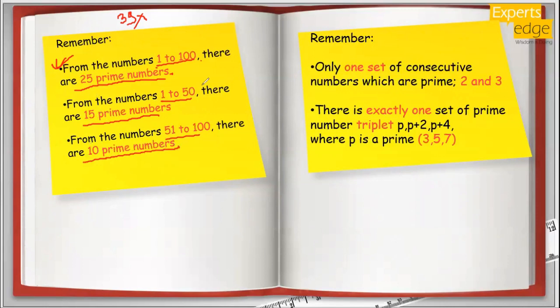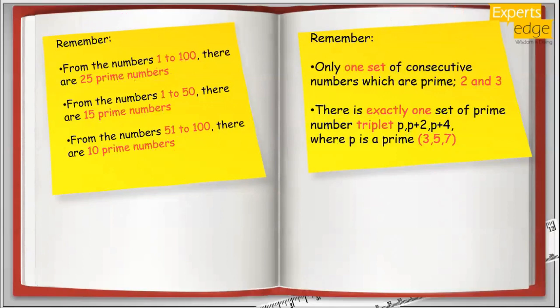Also remember, there is only one set of consecutive numbers which are prime, and that is 2 and 3. As we just saw, apart from 2, all the prime numbers are odd. So for two consecutive odd numbers, the difference will be at least 2. Right? So there is one set of numbers which has a difference of only 1, that is 2 and 3. Also, there is one triplet, in fact, which has a consecutive difference of 2. That is 3, 5, and 7.